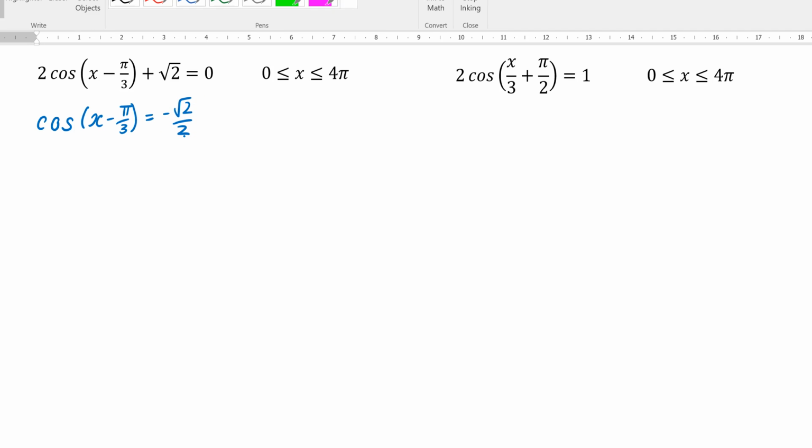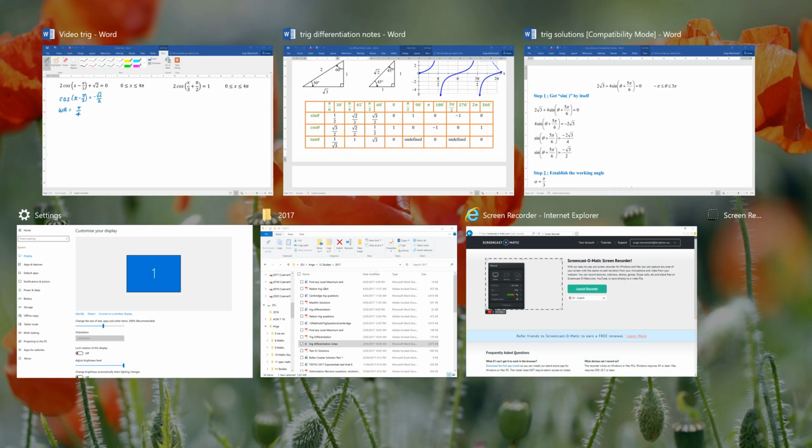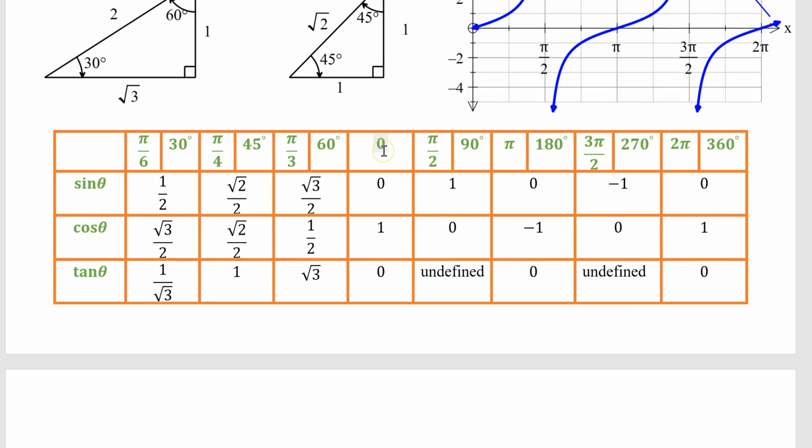We have to find our working angle. So our working angle for this one is pi on 4. If you don't remember that, then you need to go back to the circle. So we're looking here, when have I got cos of root 2 on 2? That's pi on 4. So try and remember these essential things that make life easier for you.